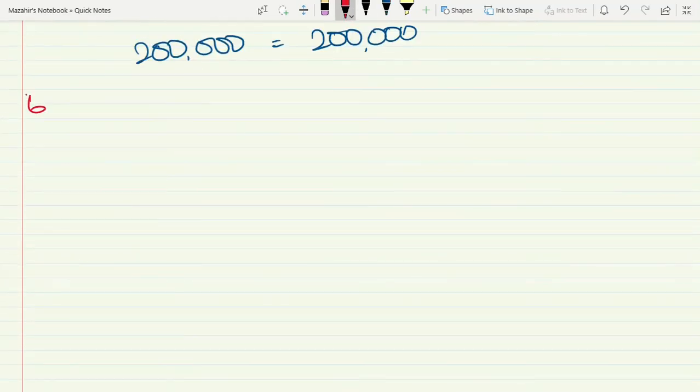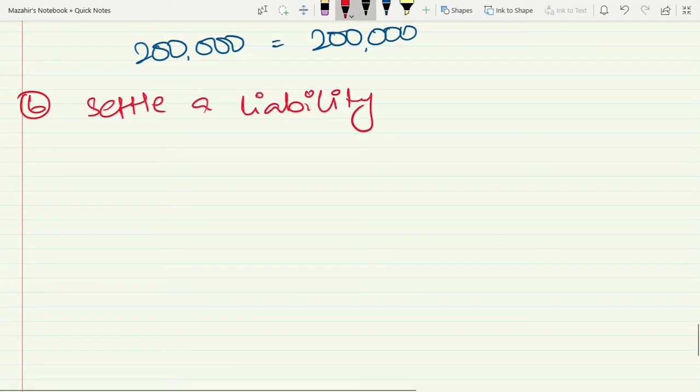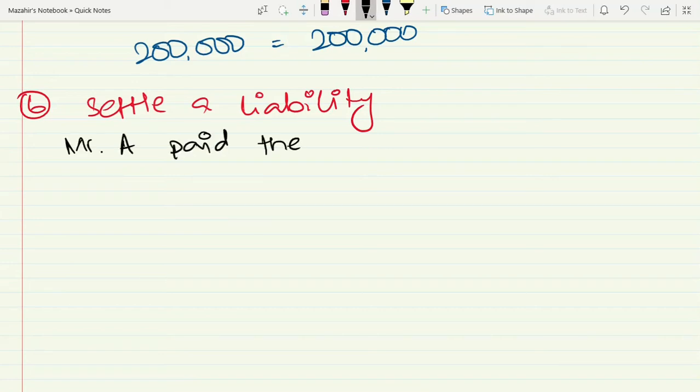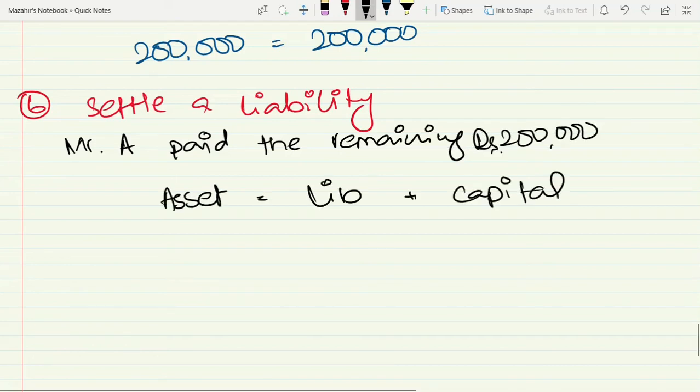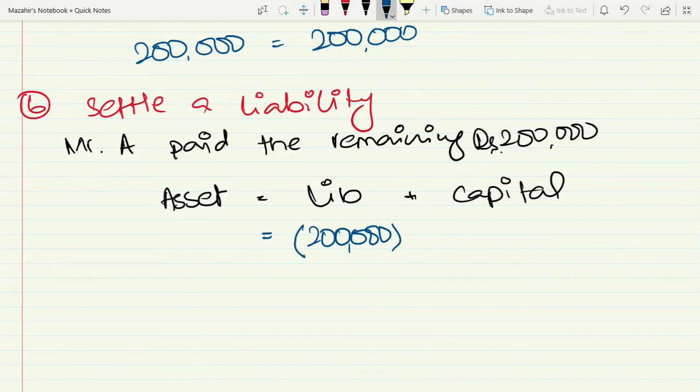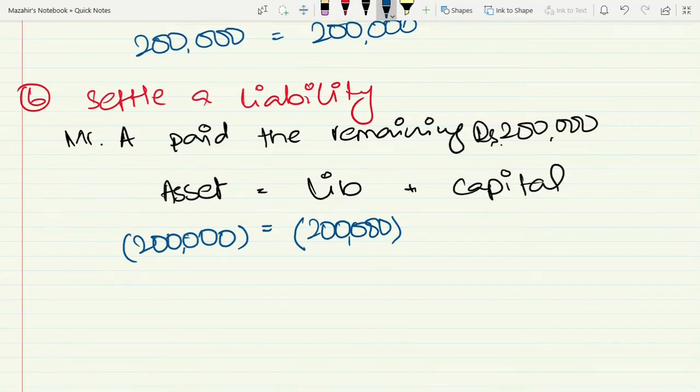Moving to the sixth type of transaction, that is making a cash payment to settle a liability. We'll continue the example that Mr. A paid the remaining 200,000. So if we continue this, he had a liability of 200,000 which is now paid off and settled. So we'll decrease the liability by 200,000 and the payment is made in the form of cash or cash equivalents, which indicates a decrease in assets of 200,000 and the accounting equation is equal once again.